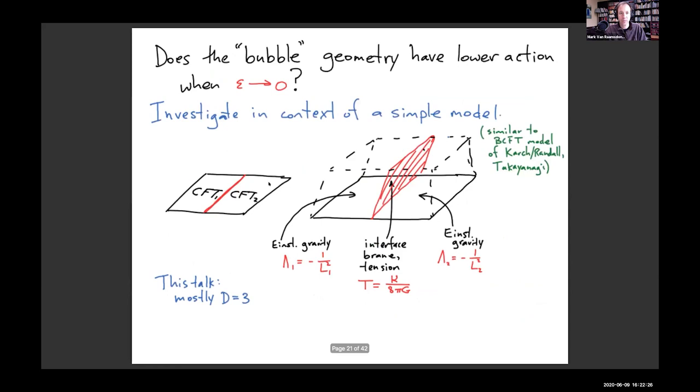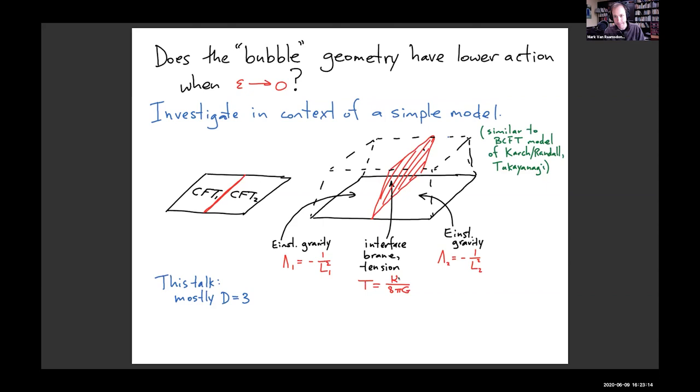So our model is the simplest thing you could imagine. We imagine that the theory dual to this interface CFT has Einstein gravity with some relevant cosmological constant on each side in the bulk, and we choose the cosmological constant or the AdS lengths to correspond to the central charges of the CFT. Then we take the very simplest possible thing for the interface: it couples gravitationally on either side, and it has some interface tension, described by this parameter kappa.